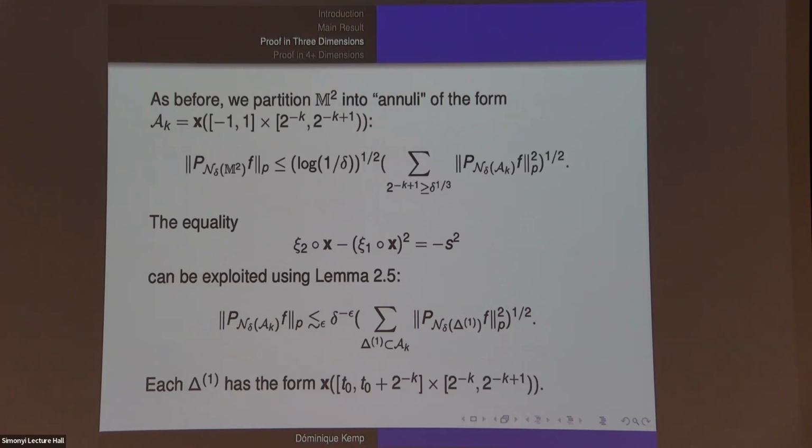So as before, we partition the 2-dimensional moment surface into annuli of this form. All that's happening is that the S is being restricted to be essentially some dyadic power. And then the inequality that follows here is just an application of the triangle inequality with Hölder. So using the most rudimentary tools that we have from graduate analysis. And it's fine, the loss that we incur in the constant, because log of 1 over delta, of course, has delta to the minus epsilon upper bounds for all positive epsilon.